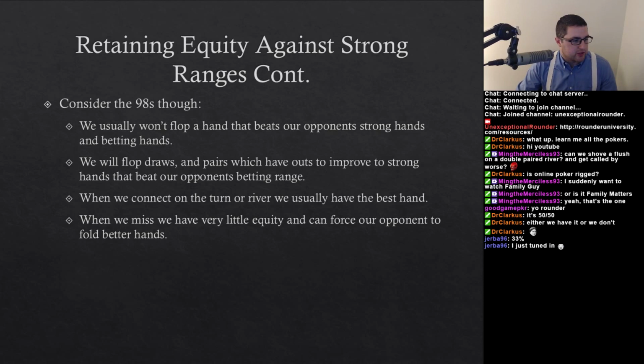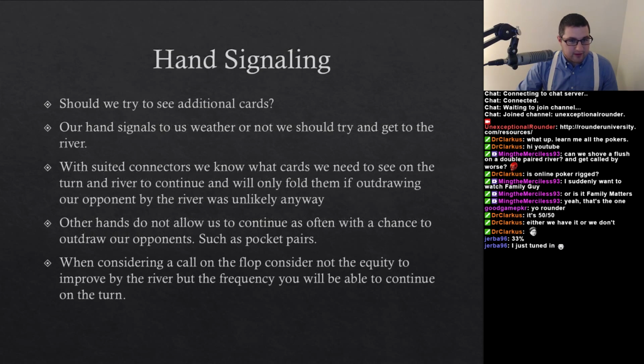All right, no questions. We're moving a little faster than I expected, so maybe that's a good thing. Hand signaling.